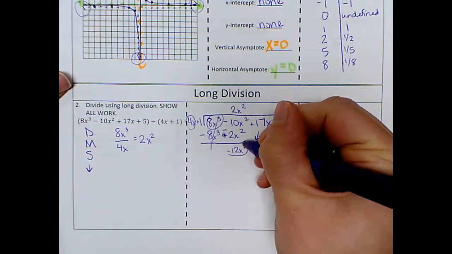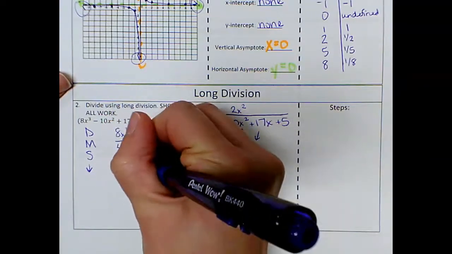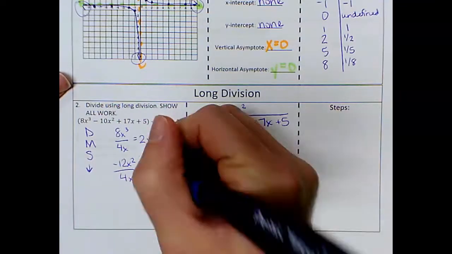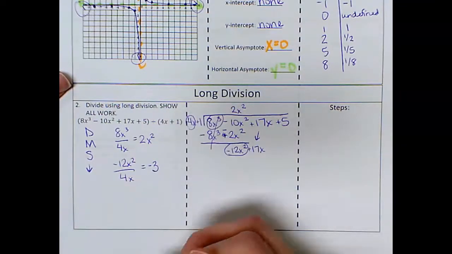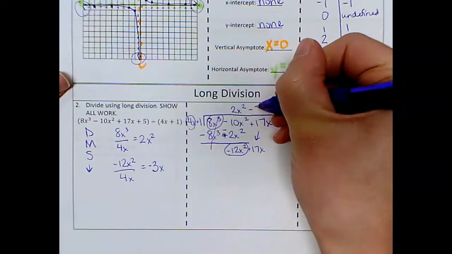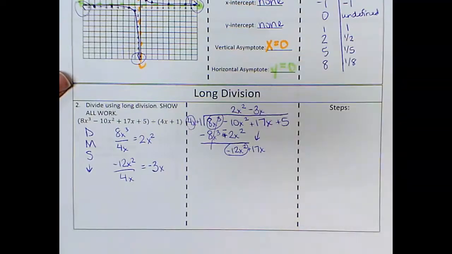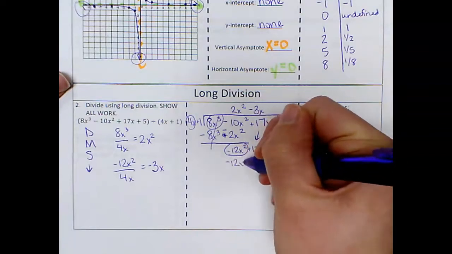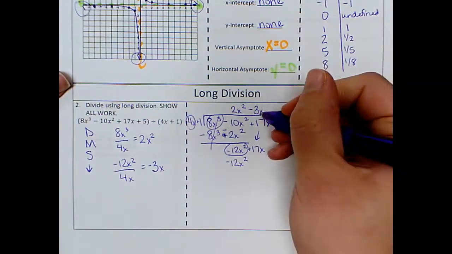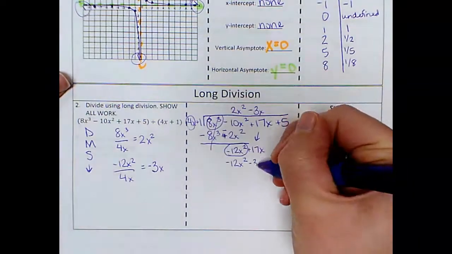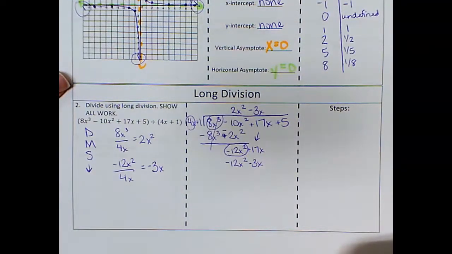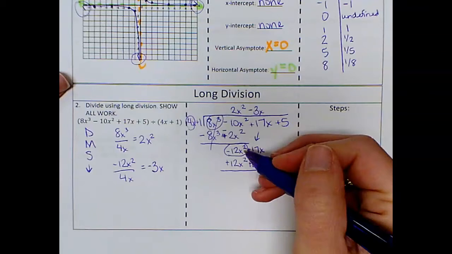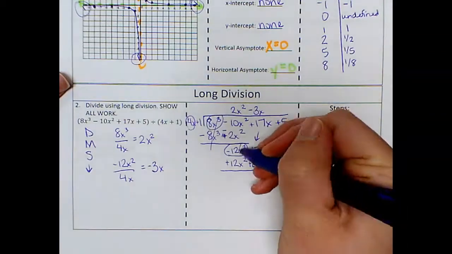We divide the first terms. So negative 12x squared divided by 4x. Negative 12 divided by 4 is negative 3. And x squared divided by x is just x. When we multiply, negative 3x times 4x is negative 12x squared. We get the first term back. Negative 3x times 1 is minus 3x. When we subtract, we draw the line. We change both signs. Negative 12x squared plus 12x squared is 0x squared.